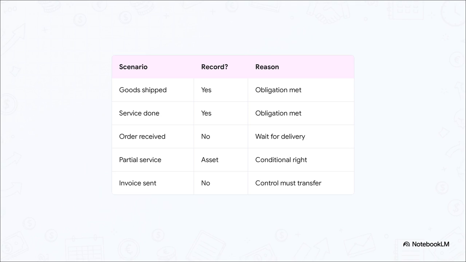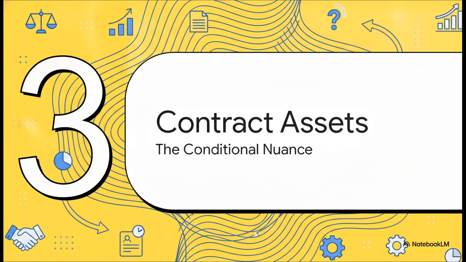Now, there is one really special scenario here. What if services are partially performed, but you still have to complete them before you can invoice? This one is tricky enough that it deserves its own spotlight. Which brings us to part three, the contract asset distinction. This right here is a crucial gray area that trips people up all the time, and getting it right is vital for accurate balance sheet classification.